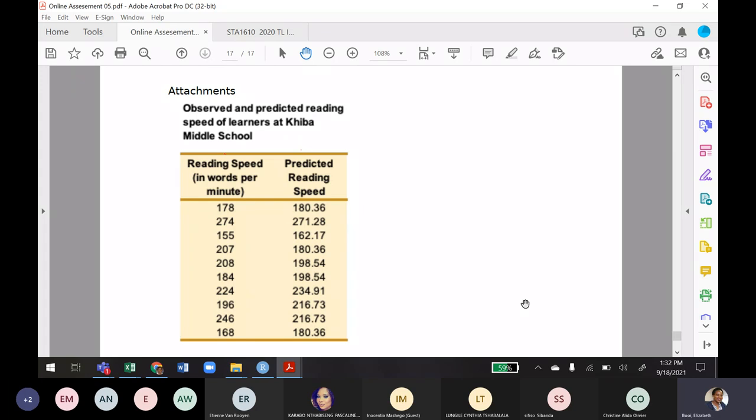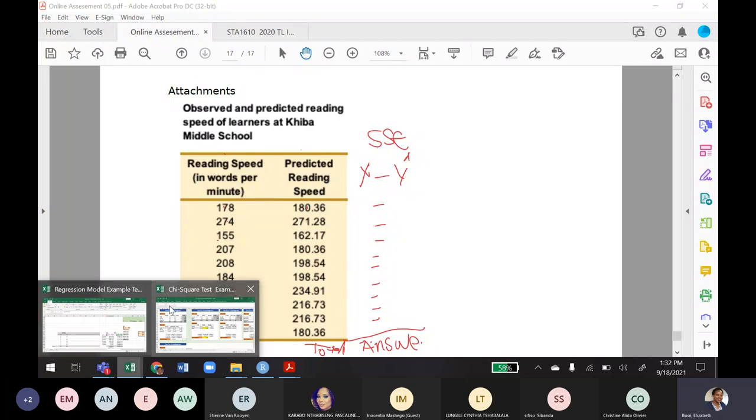So we have 10. What they're asking you to do is the sum of y minus the estimate. That is SSE. When you get to the bottom, you just add the total, and that will be the answer you are looking for. You say that minus that, that minus that, that minus that, write your answers there, and then add the answers.